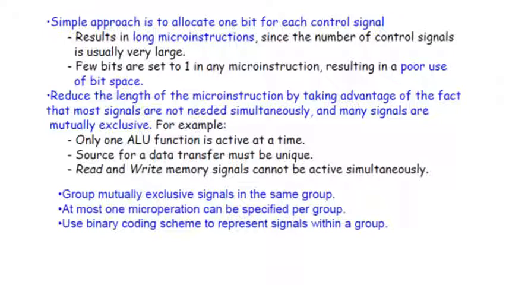For example, only one ALU function is active at a time. The source for a data transfer must be unique. It can't be the same for all the data. Read and write memory signals cannot be activated simultaneously. So group mutually exclusive signals in the same group, and at most one micro operation can be specified per group. And using a binary coding scheme to represent signals within a group would be a better idea.